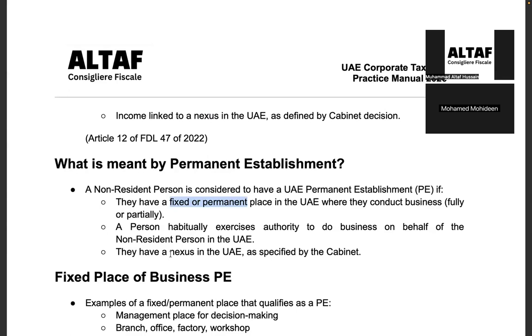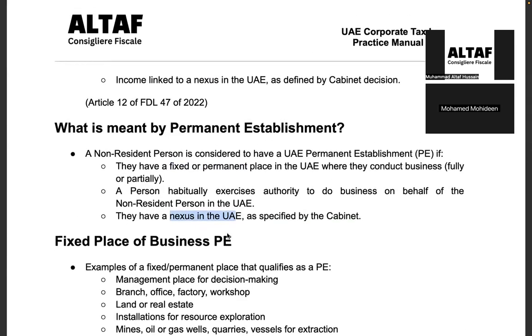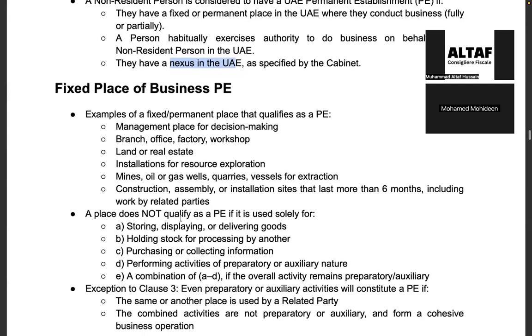And the third thing is the nexus. As you recall, that's what I've been saying, that actually nexus is one type of permanent establishment, and this has been addressed in the relevant article in the UAE decree law itself. I think Article 14 is for permanent establishment. So the nexus has also been made part of the concept of permanent establishment. Three things: fixed place PE, dependent agent PE, and then nexus PE. Let's have a look at this.